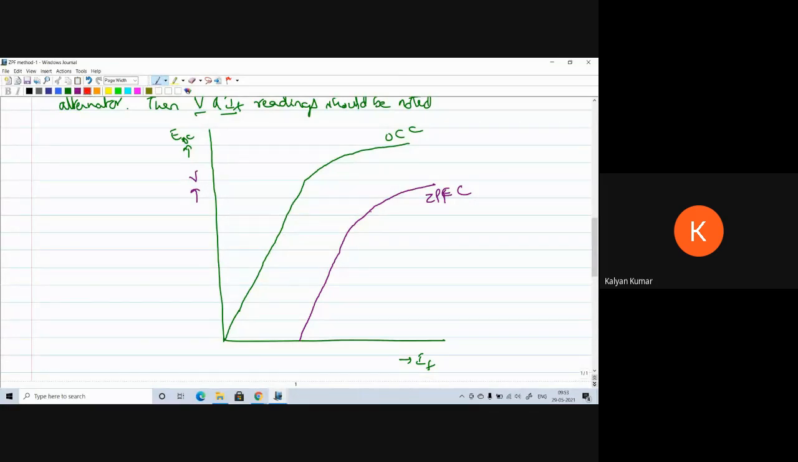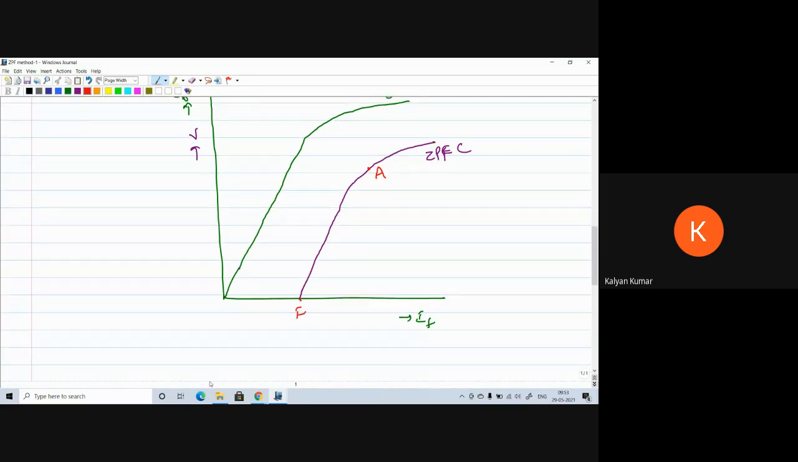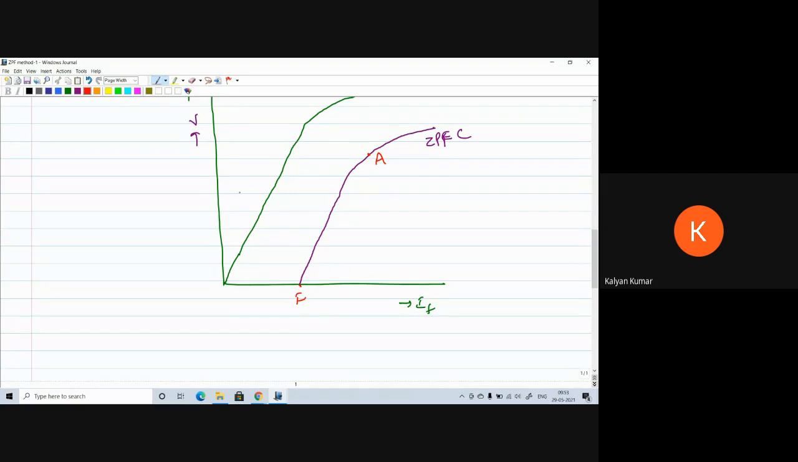Let us take this point A and this is point F. If we know these 2 points, then it is sufficient. These 2 points are sufficient to plot the zero power factor curve. Then what are these 2 points? So ఈ 2 points ఏవి? Where should we take point A and where should we take point F?